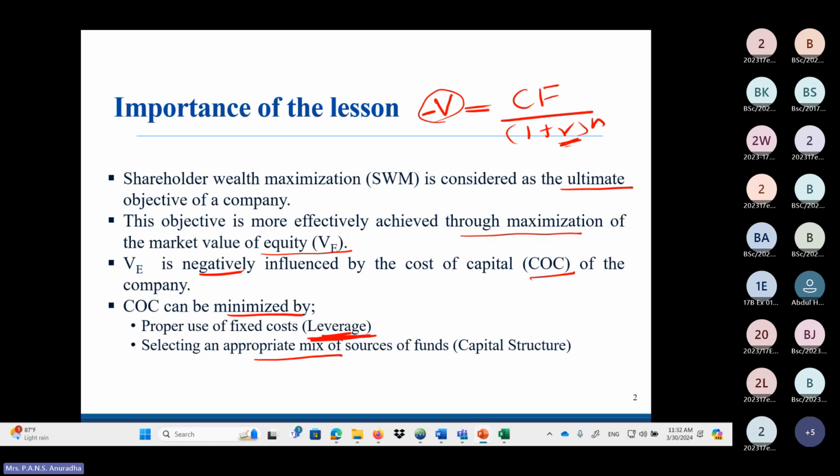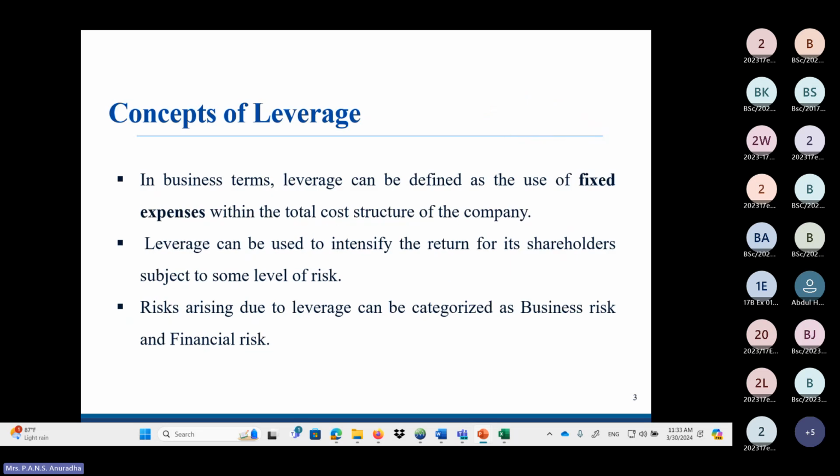So likewise, this is the broad picture of this lesson. We are going to identify these concepts only. You will learn what is leverage, what is optimal capital structure, what is business risk, what is financial risk. So likewise, you will learn these concepts. We are not going to do any deep analysis. Right, so this is the map, the broad view of this lesson. So let's see what is leverage.